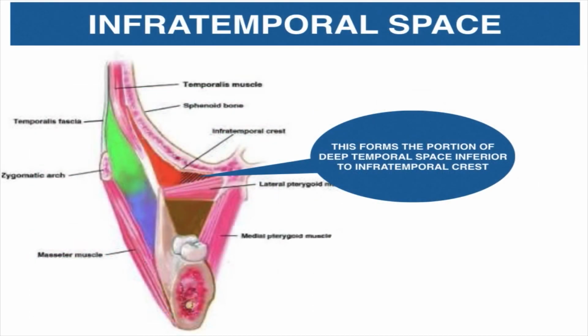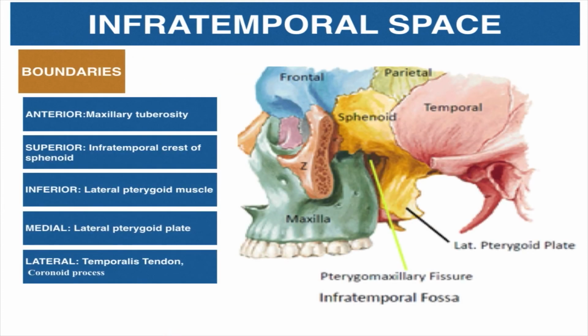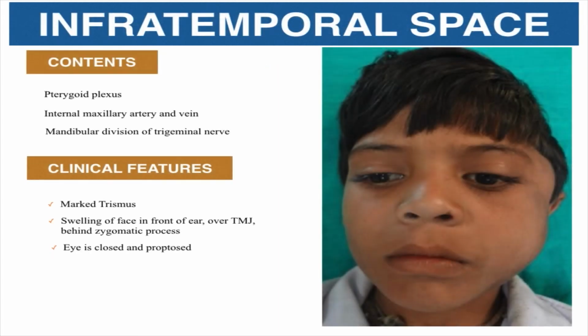Infratemporal space is a part of the deep temporal space which lies inferior to the infratemporal crest. It is bounded anteriorly by the maxillary tuberosity, inferiorly by the lateral pterygoid muscle, and laterally by the temporalis tendon. Contents of the infratemporal space include pterygoid plexus, internal maxillary artery and vein, mandibular division of the trigeminal nerve. Clinical features include marked trismus, proptosis and closed eye, swelling in the face in front of the ear over the TMJ and behind the zygomatic process.